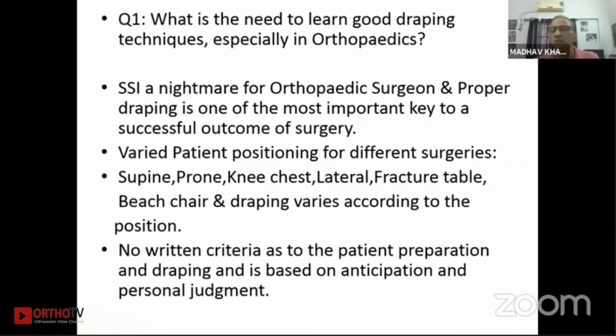What is the need to learn good draping techniques, especially in orthopedics? Surgical site infection, as you all know, is a nightmare for an orthopedic surgeon, and proper draping is one of the most important keys to a successful outcome of surgery. Now, in orthopedics, as you all know, there are varied positions that we operate a patient in, like prone position, supine position, knee chest, lateral, fracture table, beach chair, and draping varies according to the various positions. And there are no written criteria as to the methods of preparation of a patient and draping. It is based on anticipation and the personal judgment of the operating surgeon.